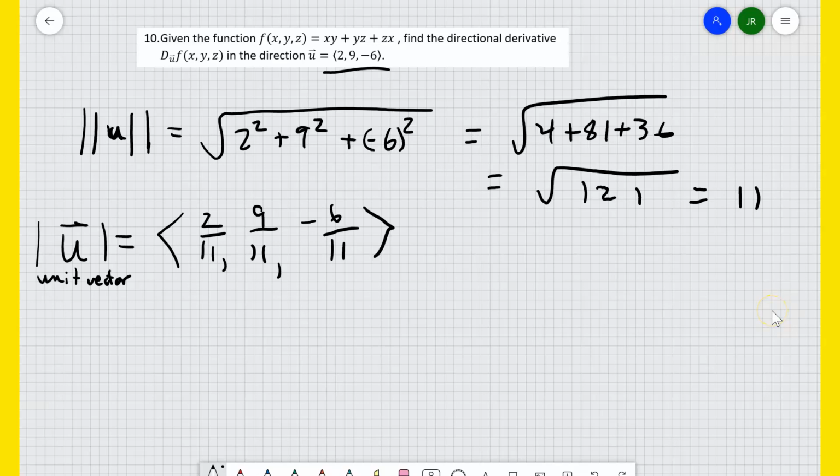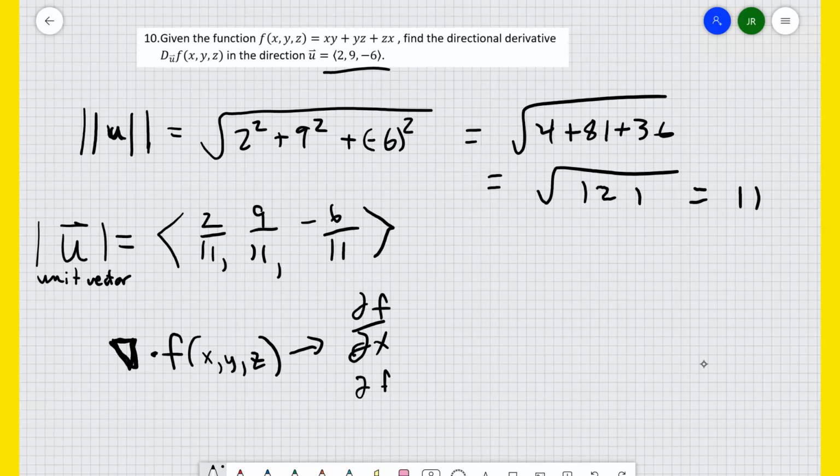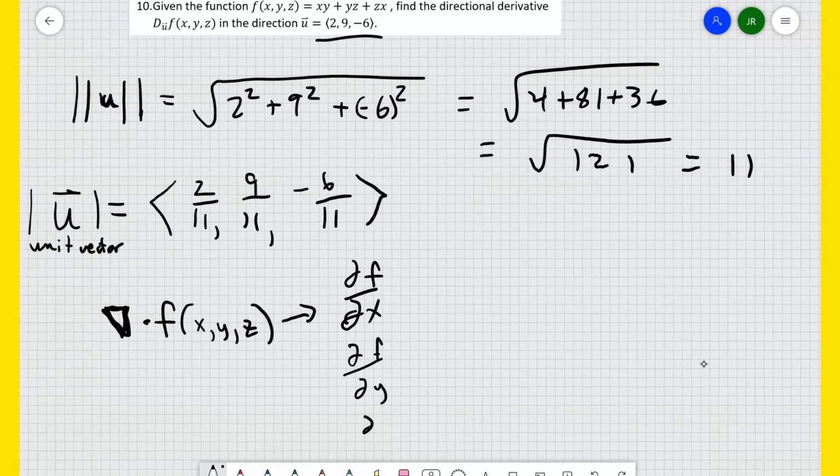The next thing we do is we find this. We've been seeing that symbol a lot. We're finding that, which means we're doing the partial derivatives with respect to every variable of f. We're finding df dx, df dy, and df dz.